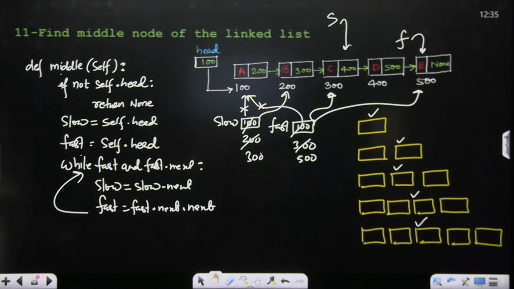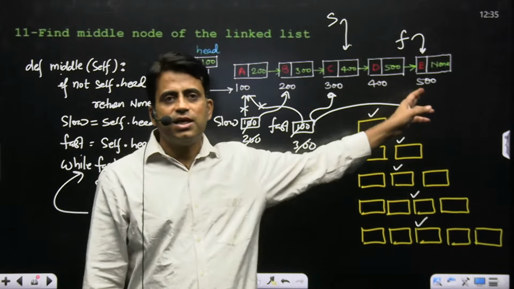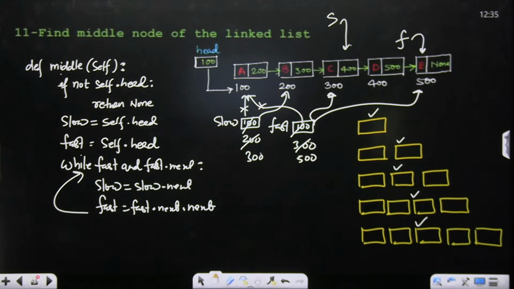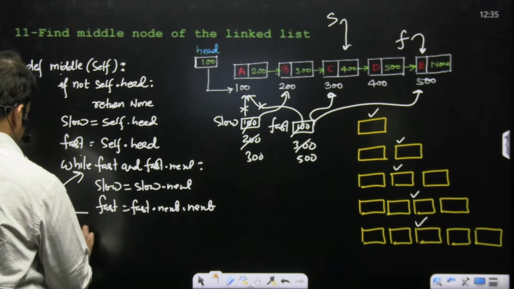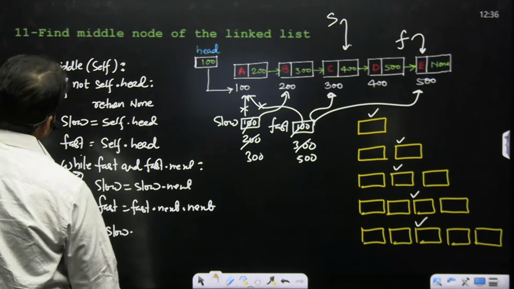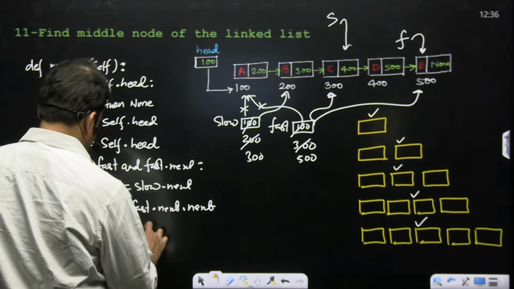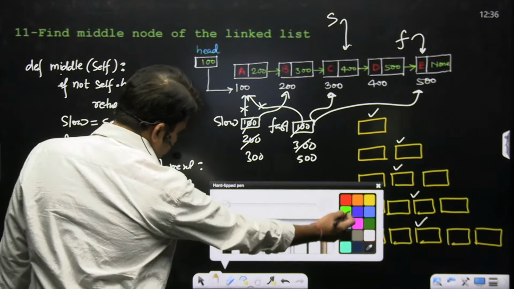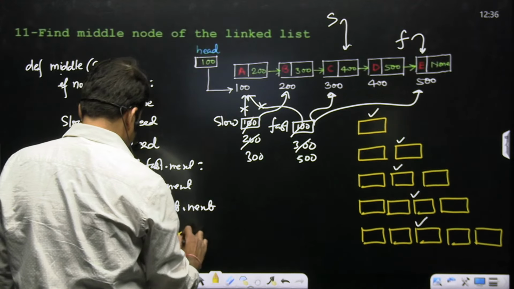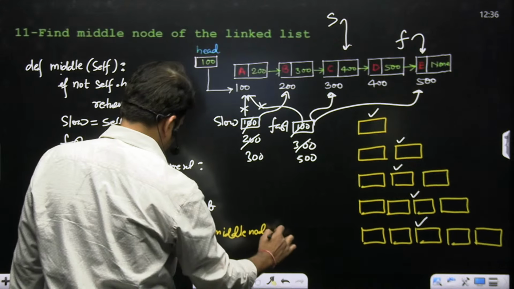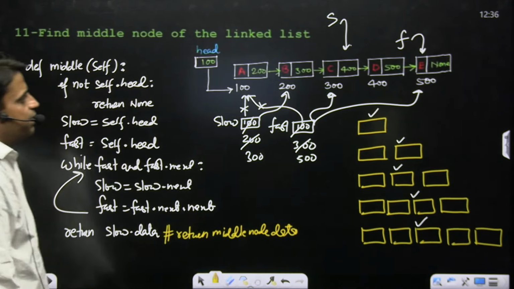And see, fast has reached the last node. So if fast is last, where is the slow pointer, student? Exactly, sir, the middle. This is the middle node, right? So return slow pointer, return slow.data. Slow.data or pointer, whatever you want. Return the middle node data.